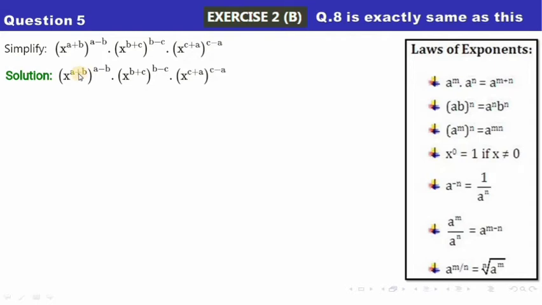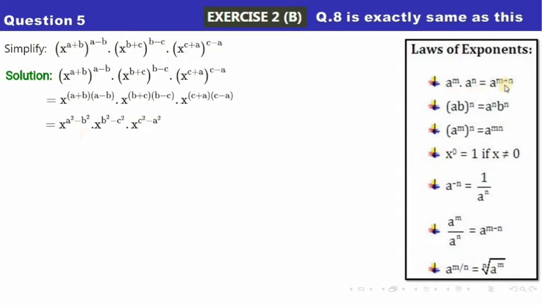If you multiply the powers, you get a plus b into a minus b, b plus c into b minus c, c plus a into c minus a. So that's what is done here. Now we have a direct formula for this. All of you know that a plus b into a minus b is a square minus b square. Similarly, b plus c into b minus c will be b square minus c square, and c plus a into c minus a will be c square minus a square. So that's what is written here.